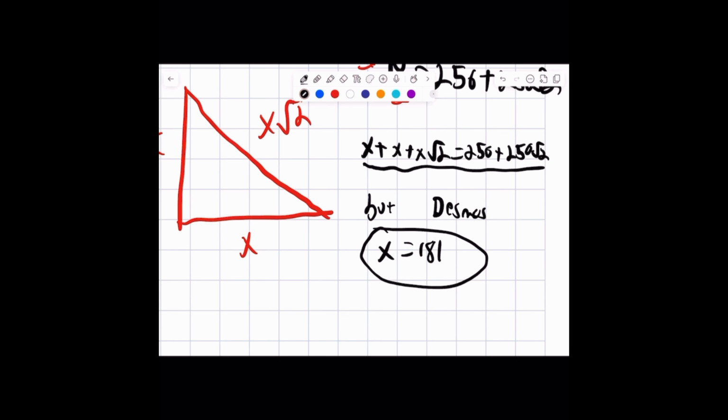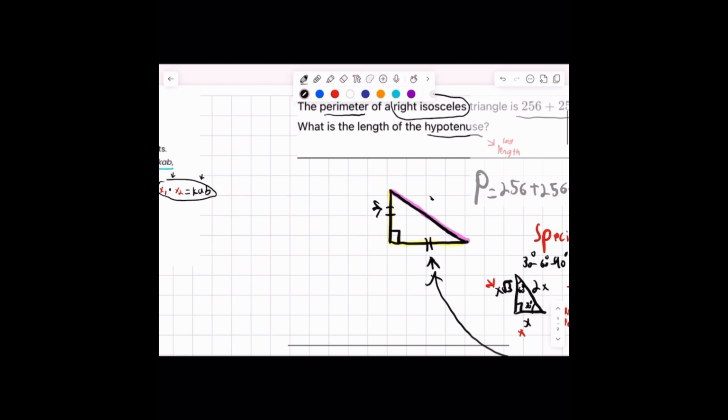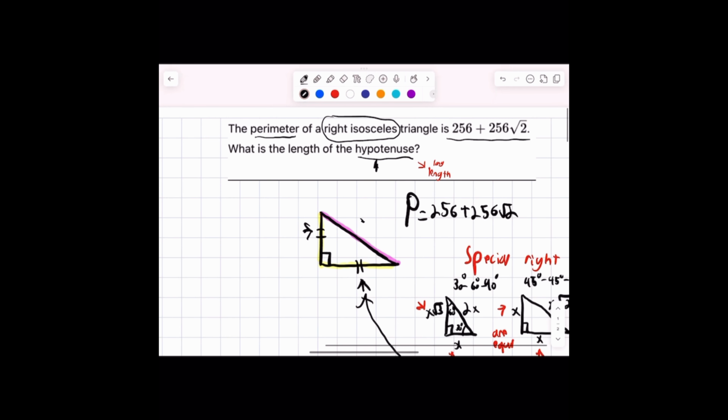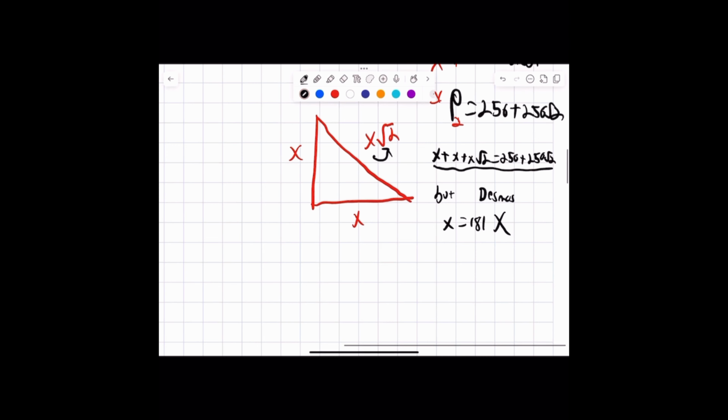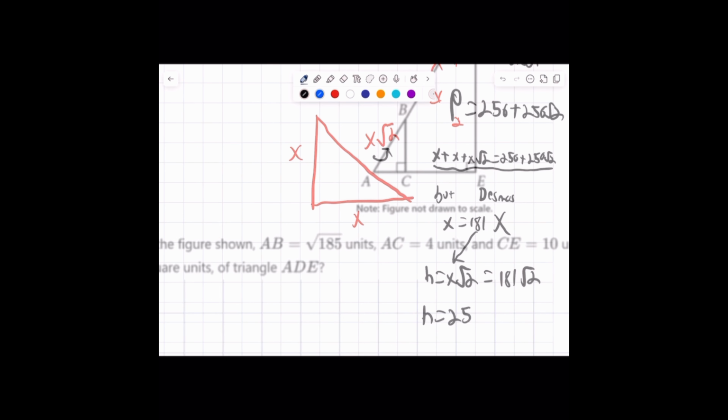So then 181 should be our answer, right? No, because if you look back to it, we're solving for the hypotenuse. The hypotenuse is x root 2. So after we plug in x, because now we know x is 181, it would be 181 times root 2, which would give you approximately 256.